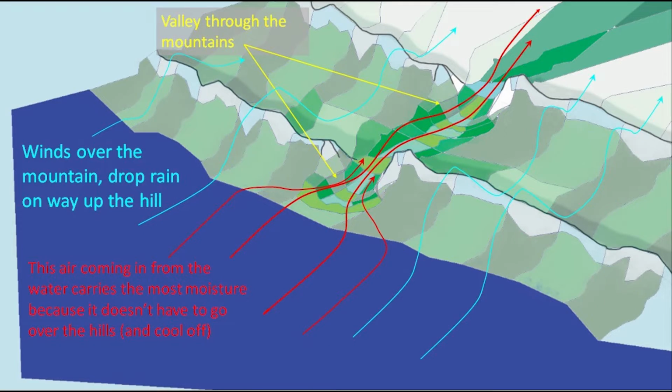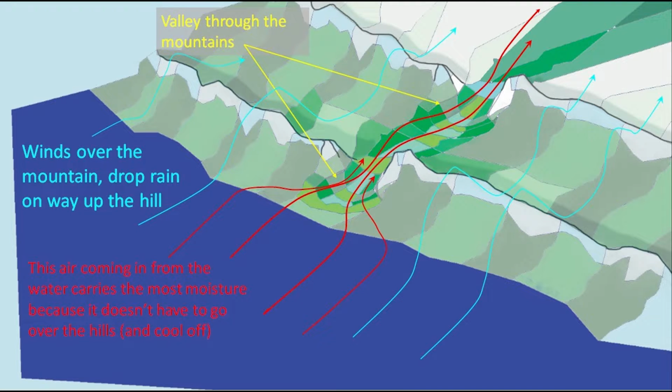Here's a 3D imagination picture of a mountain range with a big valley running through it, right? What we were talking about before, like these winds, they're trying to go into the bigger part of the landmass, and they're trying to move away from the ocean over to the landmass. And so they're trying to rise up across these mountains and go over to the landmass.